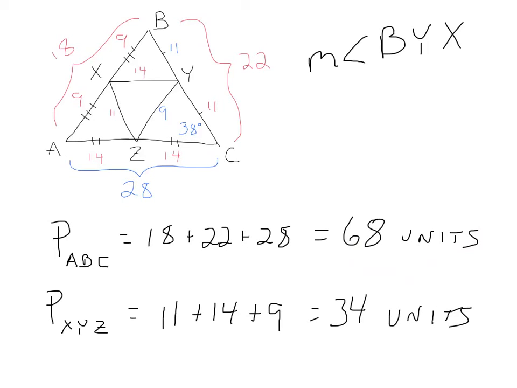Finally, we're asked to find the measure of angle BYX, and this is actually a relatively easy question. The BCA angle is given to us as 38 degrees. Because the midsegments are parallel, XY is parallel to AC, we can use the corresponding angles postulate to say BYX is congruent to BCA. Because those angles are congruent, we're able to say they are equal to each other. So the measure of BYX is equal to 38 degrees.